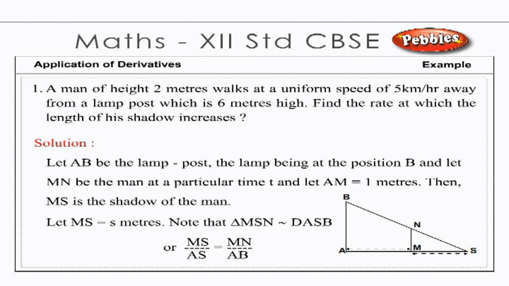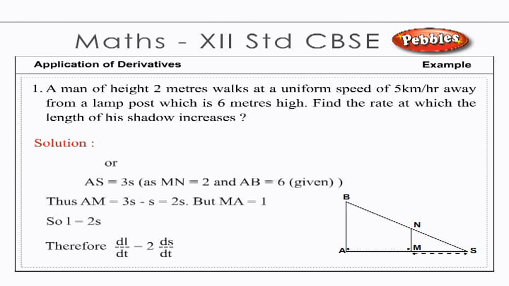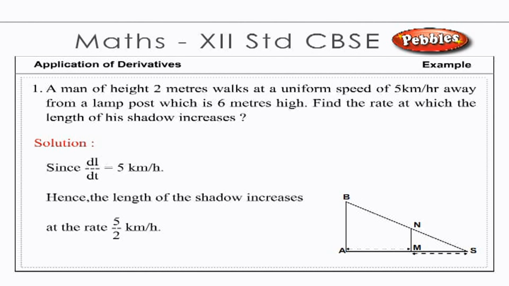Note that triangle MSN is similar to triangle ASB, so MS/AS = MN/AB, or AS = 3s, as MN = 2 and AB = 6 are given. Thus, AM = 3s − s = 2s, but AM = l. So, l = 2s. Therefore, dl/dt = 2 ds/dt. Since dl/dt = 5 km/h, hence the length of the shadow increases at the rate 5/2 km/h.